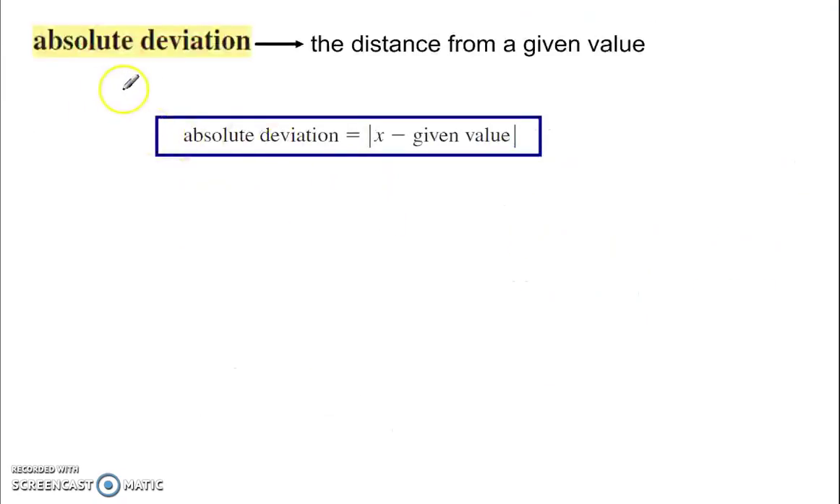Alright, absolute deviation is the distance from a given value. So you've seen a similar formula when we were doing absolute value. We have x minus that, it was the middle number, right? And then this was the distance. In this case, we call it absolute deviation. So to deviate means how far it's away from something.